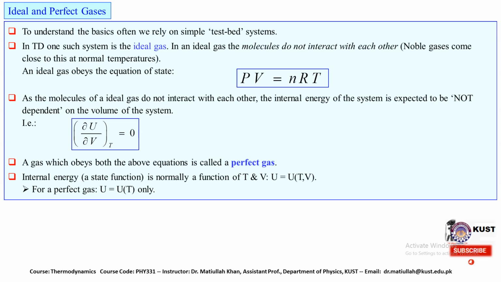We have some ideal and perfect gases, and we need to develop the equation for both ideal and perfect gases. Normally we consider the ideal gas, and the ideal gas equation is PV equals nRT. So this is a revision of the basic concepts of thermodynamics.